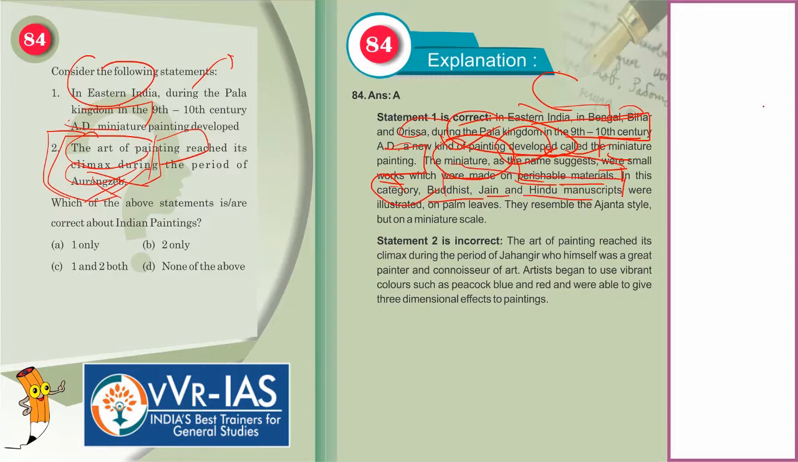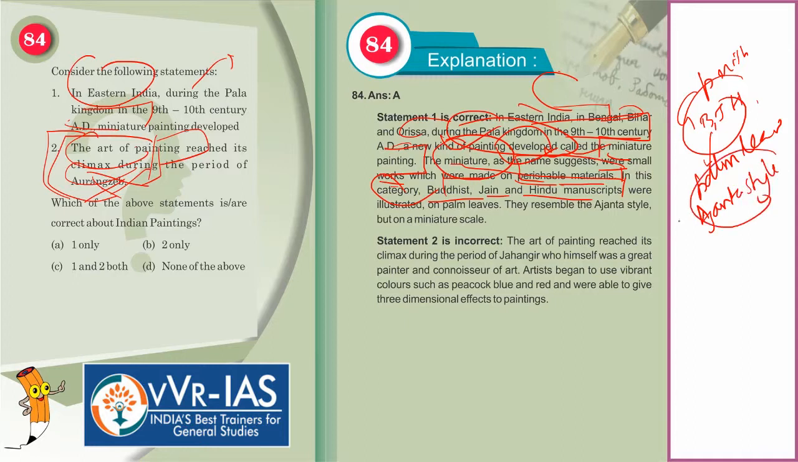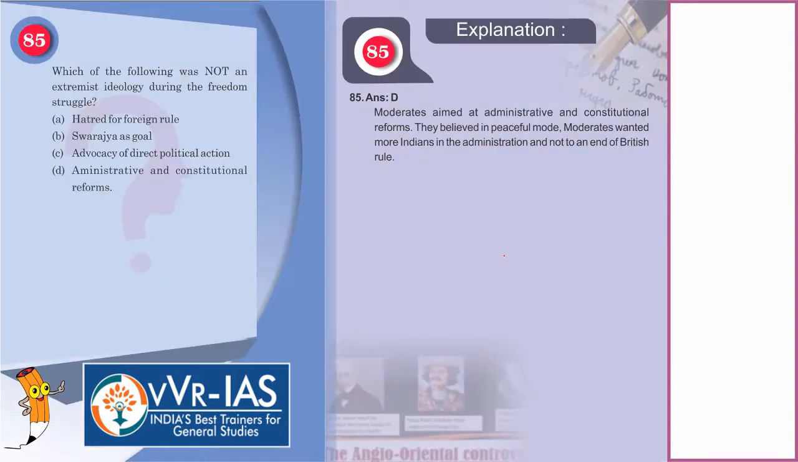Okay? So miniatures were basically small works made on perishable materials, on which Buddhist, Jain and Hindu manuscripts were illustrated on palm leaves. Okay? Now they resemble the Ajanta style but on a miniature scale. The art of painting reached its climax during the period of Jahangir, who himself was a great painter and connoisseur of art. Okay? So you can read all this.